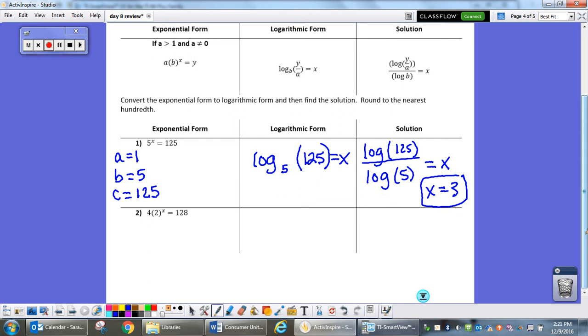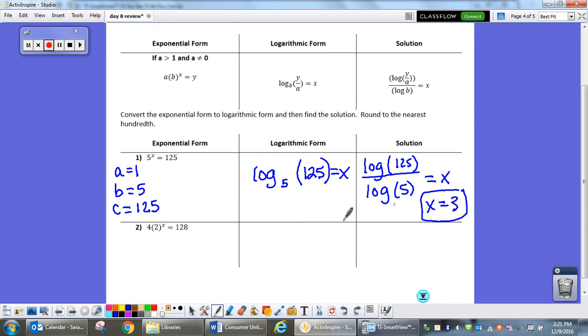Your next one, and now you guys typically always ask, what's the B value? Remember, the B value is always raised to the exponent. So in this case, we have an A, which is 2. Just kidding, we have an A that's 4. Even teachers make mistakes. B is 2, and C is 128. So we have to figure out 4 times 2 to the what power gets you to 128.